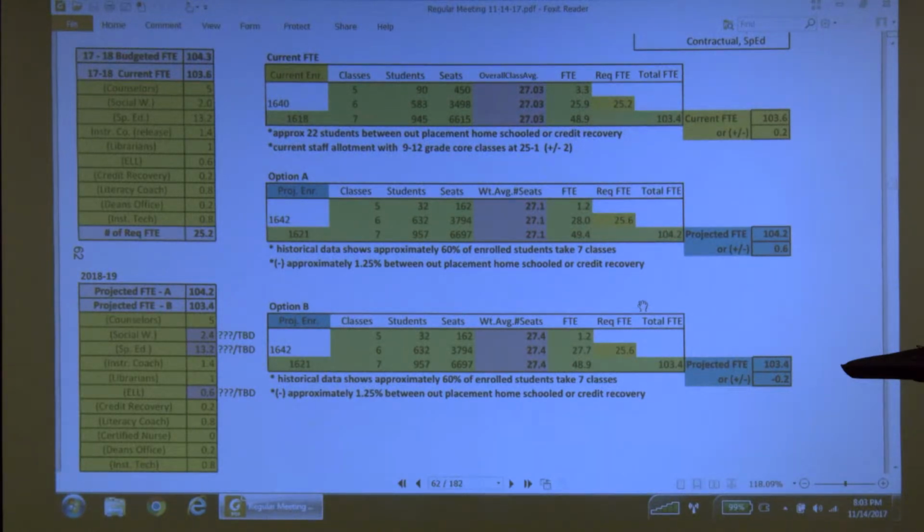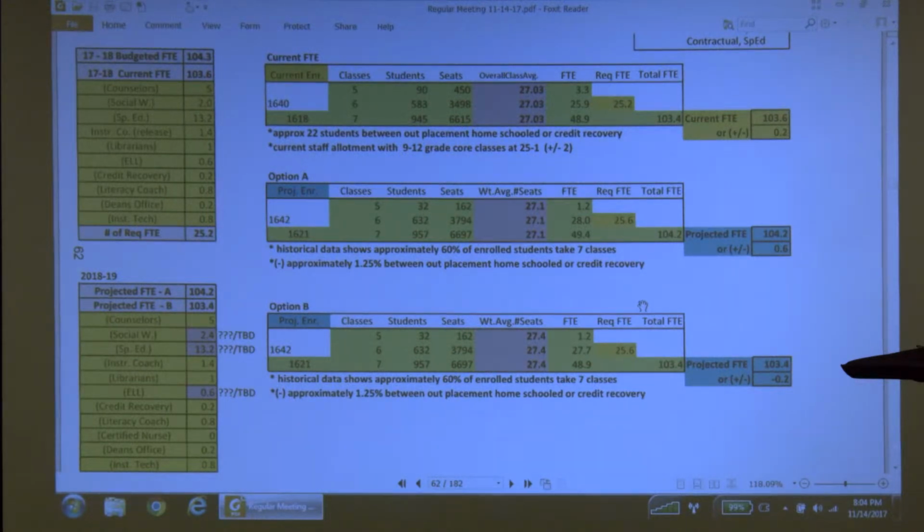And then what I try to do is divide, get a class average of 27, because we try to get our core classes, which are a majority of our classes, at 25-1 plus or minus 2. So I use 27 as a class average, and this will give you, okay, you need 3.3 full-time teachers to cover all the kids that take 5 classes. You need 25.9 teachers to cover all the kids that take 6 classes, and you need 48.9 teachers to cover all the kids that take 7 classes.